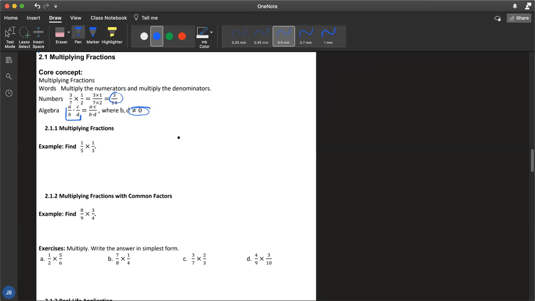So find 1 over 5 times 1 over 3. So this is easy, right? 1 times 1 on the top, and then 5 times 3 on the bottom. And that's it. Simple stuff.